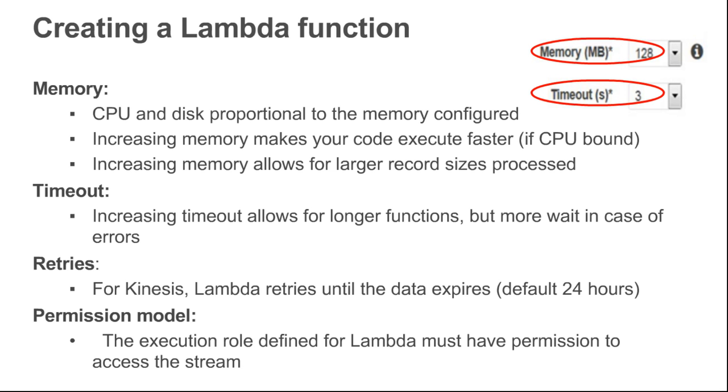For the permission model, the execution role defined for Lambda must have permission to access the stream. We showed in the console demo what that permission looks like. The console will create it for you, if there were any clarifications required.